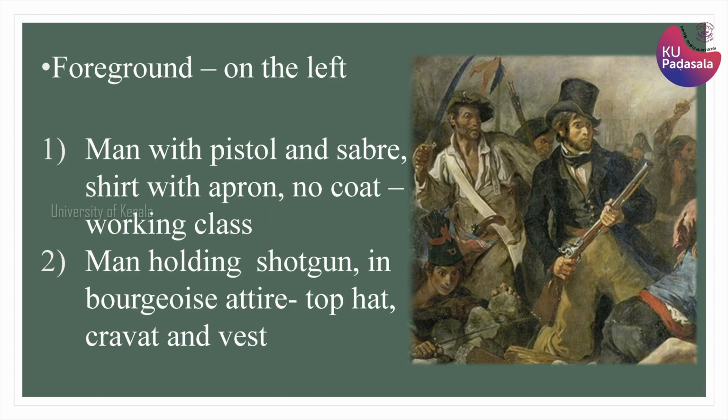And in the foreground, on the left side of the painting, you find two men representing two different classes. The first on the left side is a man who is wearing a shirt with an apron. He is also carrying a bag. He has a pistol tucked into his pants, and he is wielding a saber in the other hand. This man is obviously a member of the working class. He is probably a laborer. And the man standing right next to him belongs to the bourgeois. He is holding a shotgun, and from the clothes you understand he belongs to a rich family, because he has a top hat, a cravat, a well-tailored coat, and a vest.